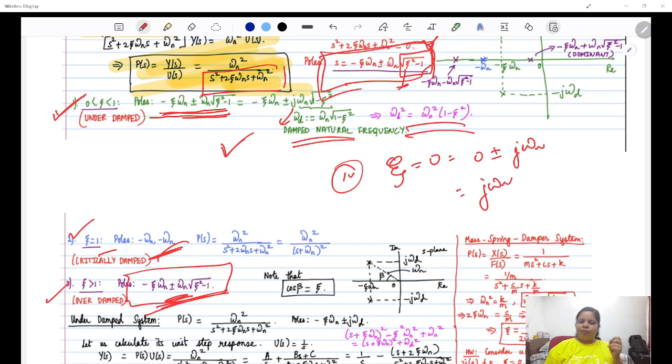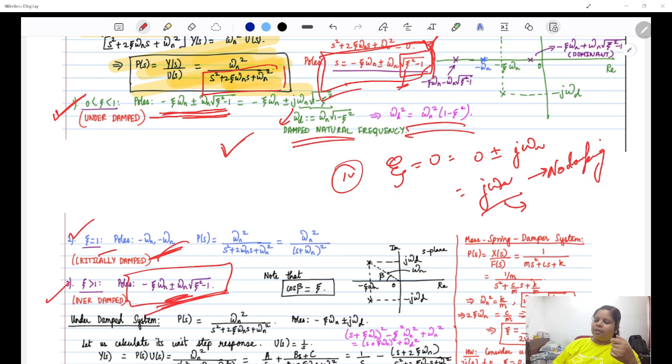Now you know, if it is just the imaginary part multiplied with some natural frequency, it means that there is some oscillatory nature of motion. Since there is no zeta term present over here, there is no damping present, so the system will continue to exhibit this natural frequency with sustained oscillations. Okay, so this is the case of no damping.